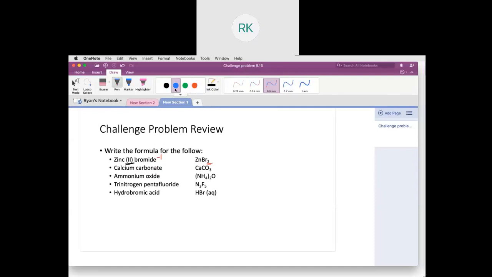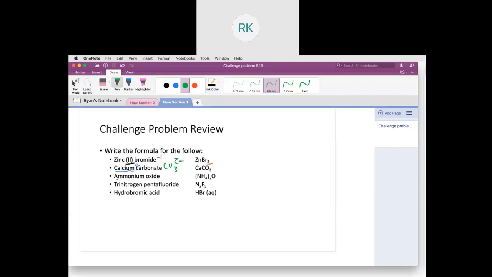Moving on to the next one. Calcium is an alkali earth metal, which means it has a +2 charge. Carbonate, or CO3 2-, is carbonate. Again, it has a -2 charge. Our calcium has a +2 charge, and so their charges already cancel out. So it's a 1-to-1 ratio, CaCO3, calcium carbonate.